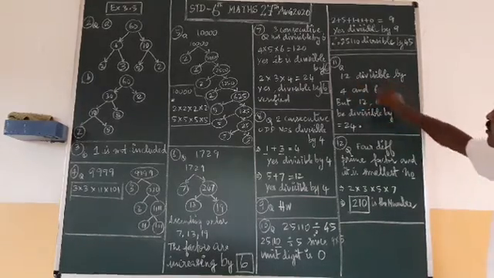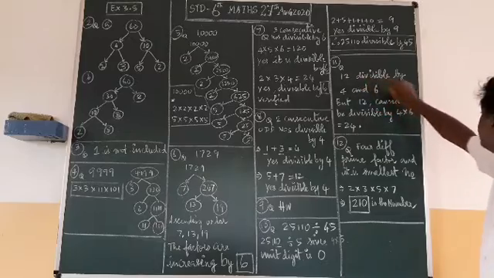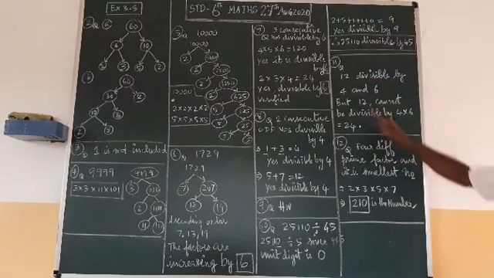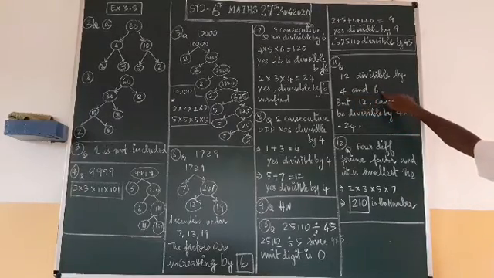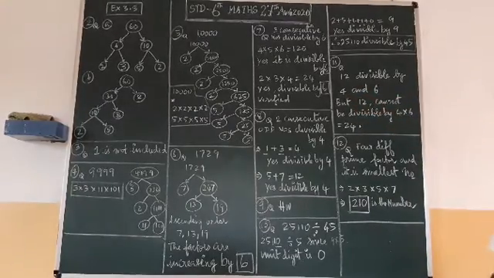Understood? 12 is divisible by 4 and 6: 4 can divide, 6 can divide. But when you multiply 4 and 6 you get 24, and 24 cannot divide 12. So no, it is not divisible. That is your answer. Now the 12th question.